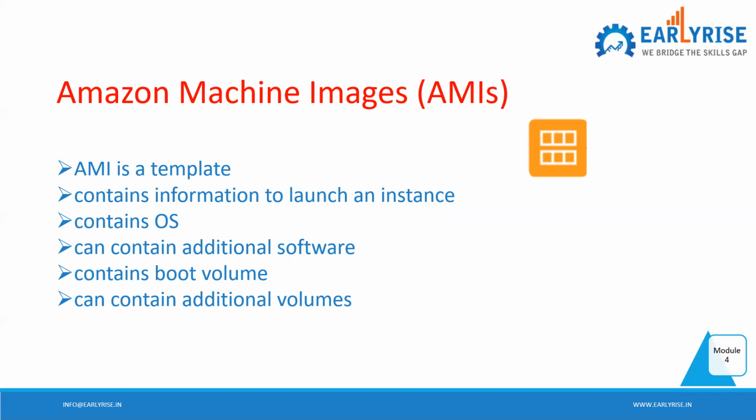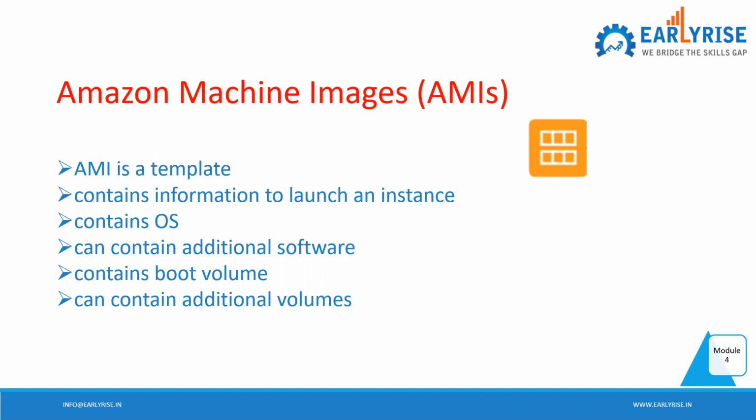It contains the boot volume at the minimum. Say your Red Hat AMI is 10 GB, and the Windows AMI you got is some 30 GB in size for the boot volume. So you had only one volume associated, and that was the boot volume. We call it the root volume, in which you have the operating system.